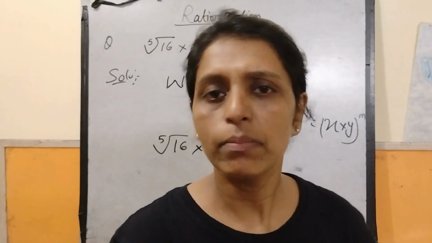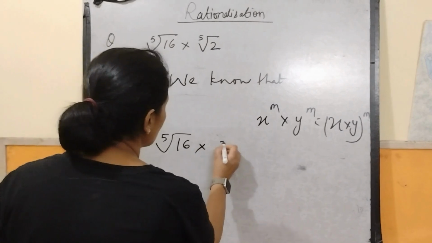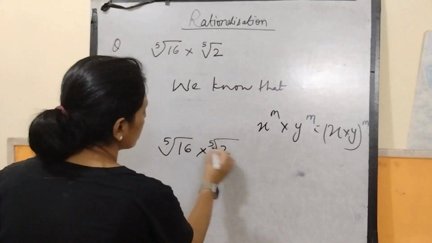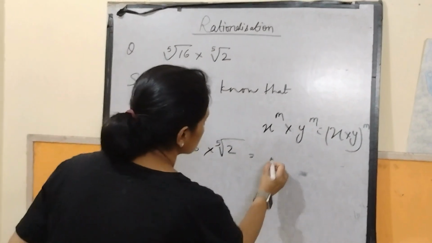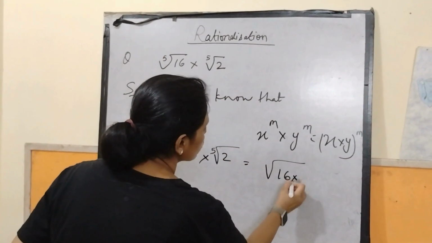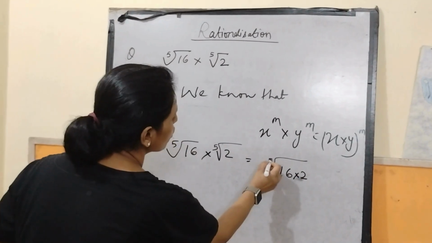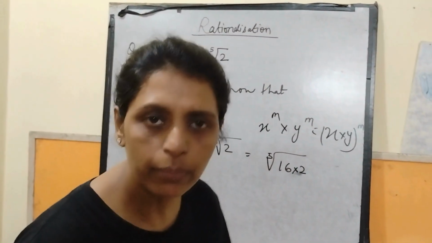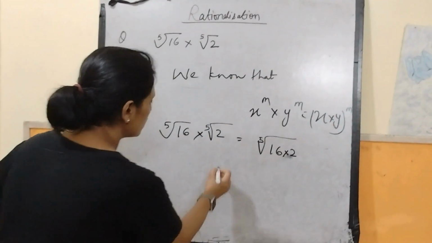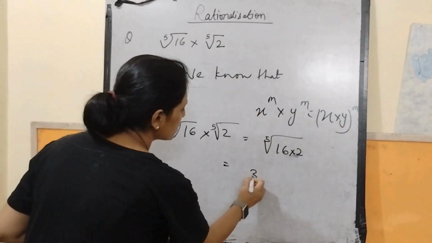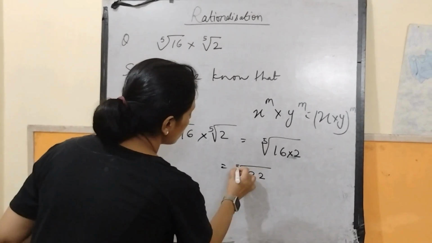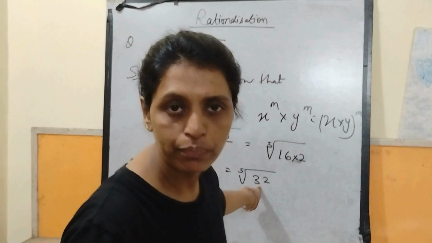16 under root 5 multiplied by 2 under root 5 can be written as 16 into 2 under root 5. Okay? Now, we know that 16 into 2 is 32. So, 32 under root 5.